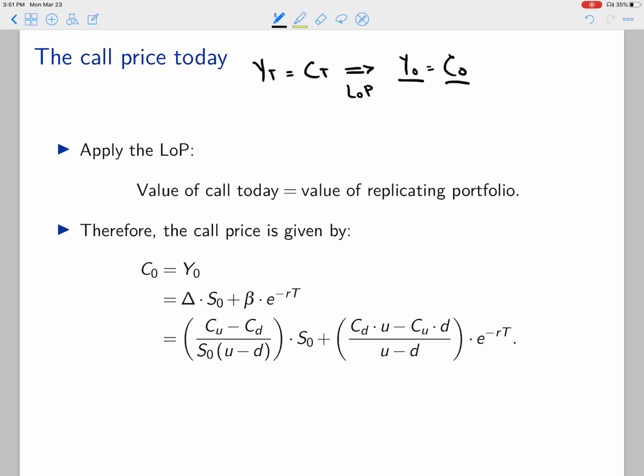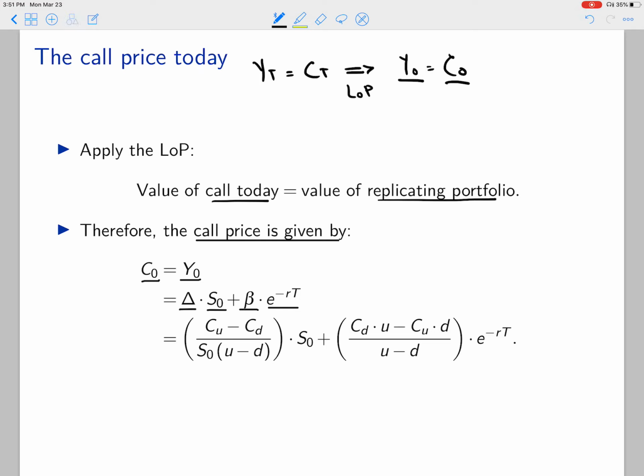The price of Y sub zero will be known, which will allow us to then calculate the price C sub zero. The law of one price says since the payoffs of these two portfolios are equal, they must have the same price. So the price of the call today, C sub zero, has to equal the price of the replicating portfolio today, Y sub zero. So to get the call price, we just plug in our inputs. C sub zero has to equal Y sub zero. Y sub zero is a portfolio that holds delta shares and beta bonds. Each share costs S zero. Each bond costs the discount factor.